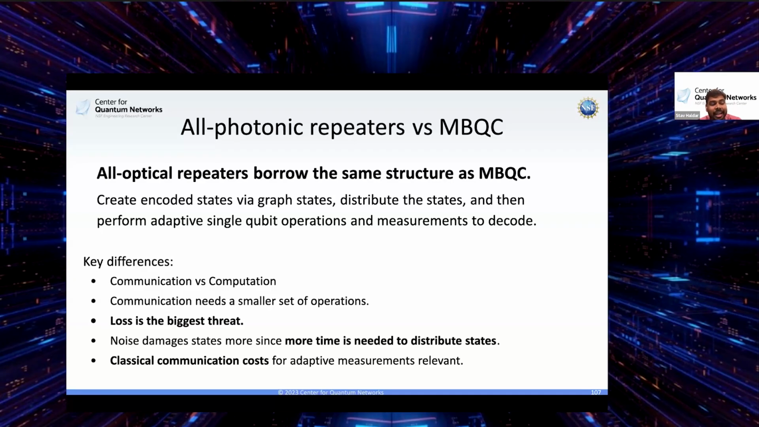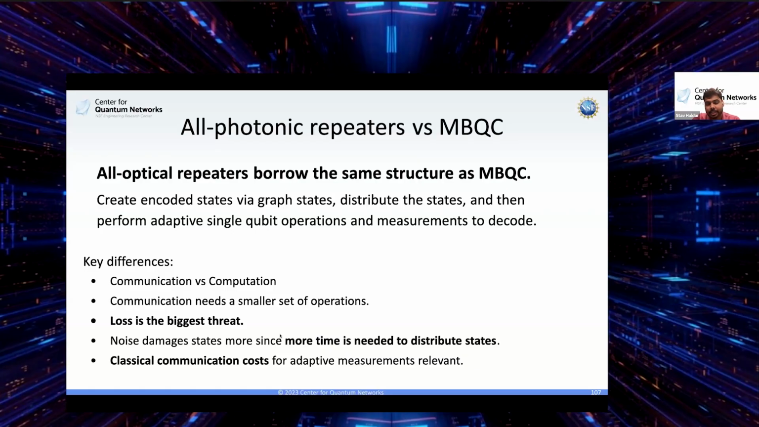Communication, on the other hand, does not need a universal set of operations, right? So you don't have to do every computation, right? For example, for MBQC, there are these non-Clifford operations that are also needed as a special class of operations. Here, you don't need them. You only need Clifford operations typically, and in general, you need a smaller set of operations. So life is not difficult from all dimensions, right?